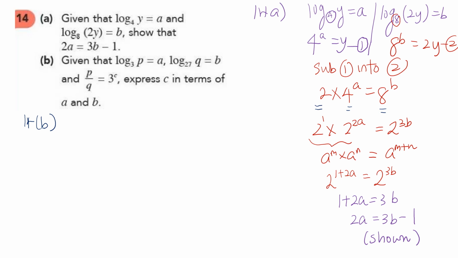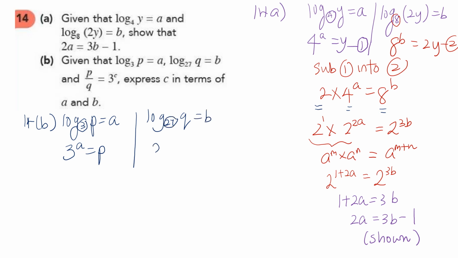Alright, so we're going to do the same thing: convert all these logarithmic equations into index form. Let's zoom into the base. This is base 3, so this is basically 3 to the power of a equals p. And for the second one, likewise, zoom into the base, which is 27. So this is 27 to the power of b equals q.